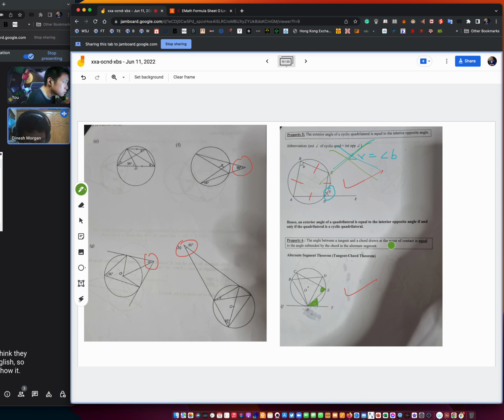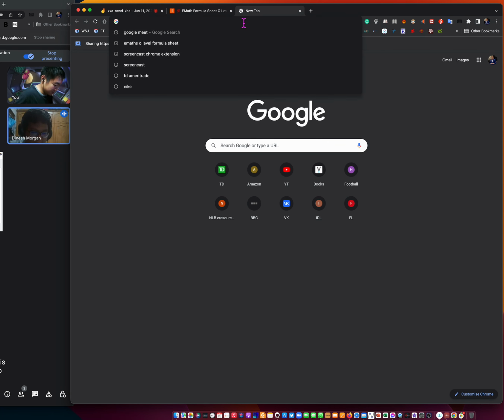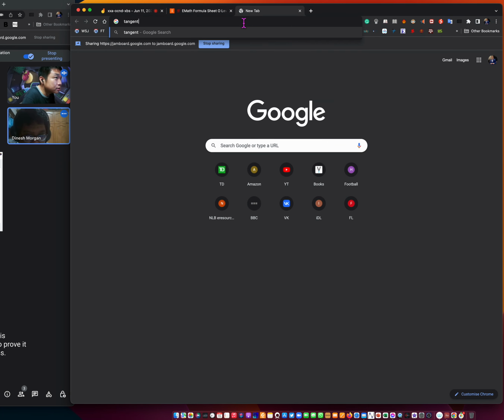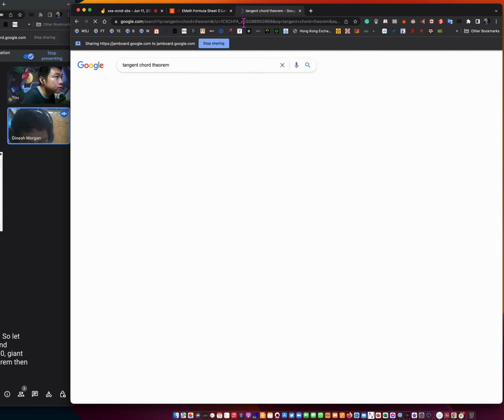Wow, can you tell them we are learning math, we're not learning English? Okay, never mind. Let me just search for the tangent chord theorem, then just get it.